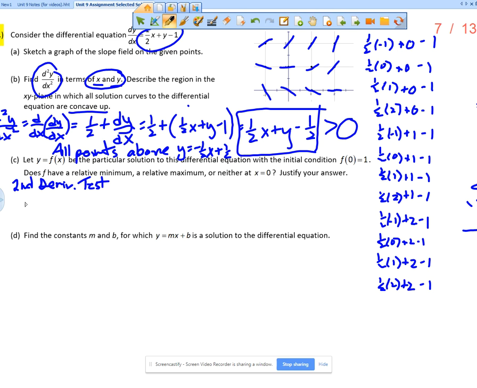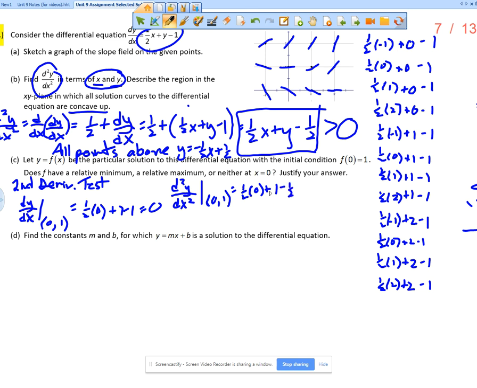So what did the second derivative test say? It said the first derivative, dy dx evaluated at (0, 1), must equal 0. Is that true? 1/2 of 0 plus 1 minus 1 is 0. So that satisfies the first part of the second derivative test. Now we need to figure out whether the second derivative, d squared y dx squared, is greater than 0, less than 0, or equal to 0. So d squared y dx squared evaluated at (0, 1). Remember that's what we have right up there. So 1/2 of 0 plus 1 minus 1/2. 1/2 of 0 is 0, plus 1 minus 1/2 is equal to positive 1/2.